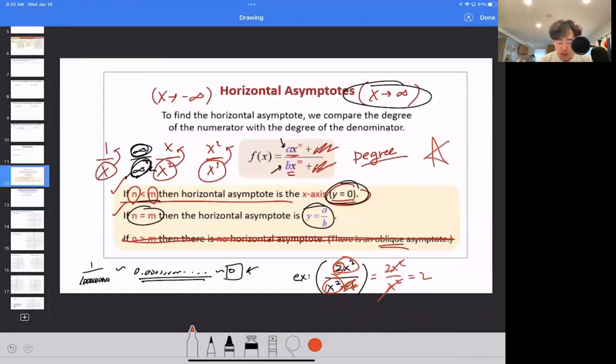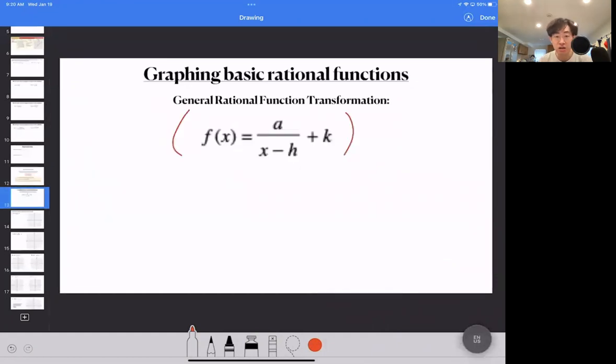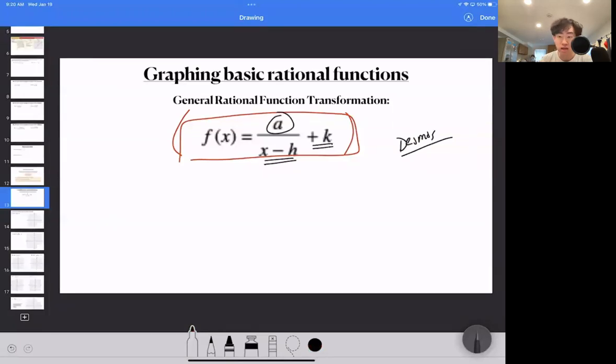Okay, so this is for your notes. And for today's homework, I'm going to give you a lot of these general rational function transformations. These are the graphs that you will get to see today, and you can use Desmos to help you sketch them on your own. If I have a over x minus h, plus k, this is a rational function transformation. You can probably assume what h and k are all about. I would like you to write down the following: h will always be your vertical asymptote, and k will be your horizontal asymptote.